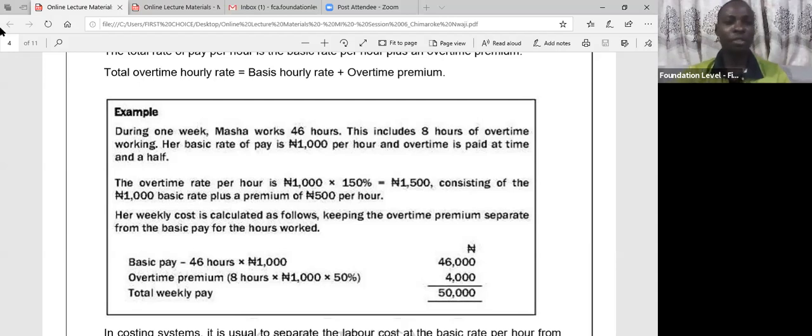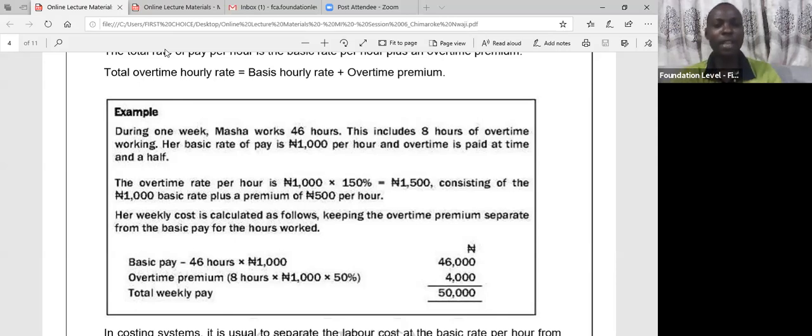Yes, this 12,000 is what the person made for overtime. Now, this is not the premium. This includes the basic and the overtime premium. Everything is in this 12,000. So when you add it to 38,000, it becomes 50,000. So 38,000 is what she made during the normal working time, and 12,000 is what she made outside the working hours.